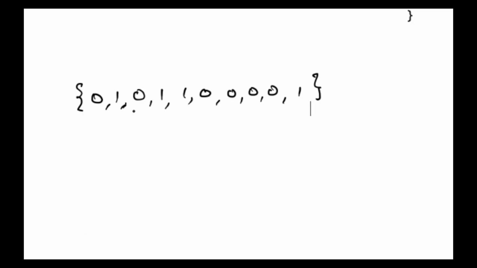No. Together means that all the ones should be together. All the ones should be consecutive. So let's say if I swap this one with this zero, then all the ones will be together. So we want to bring all the ones together.